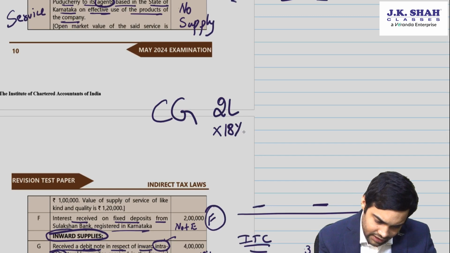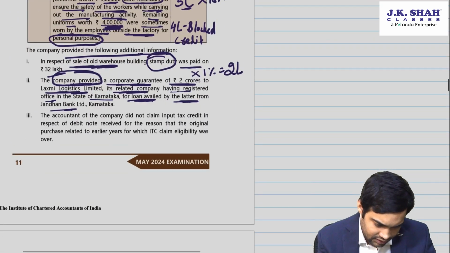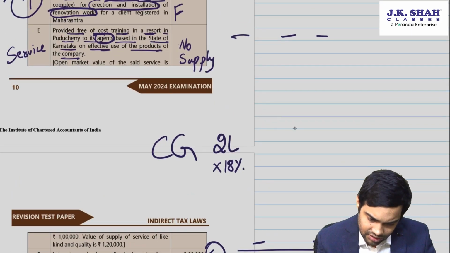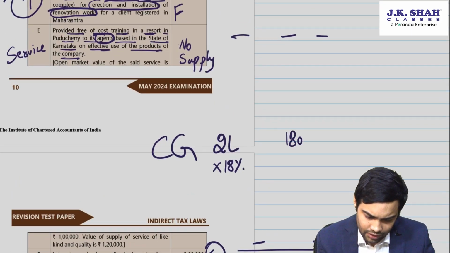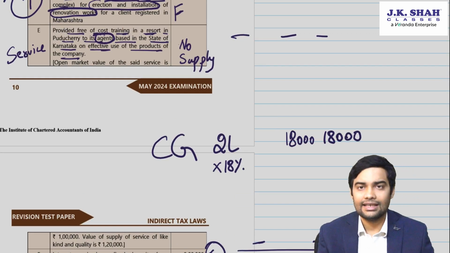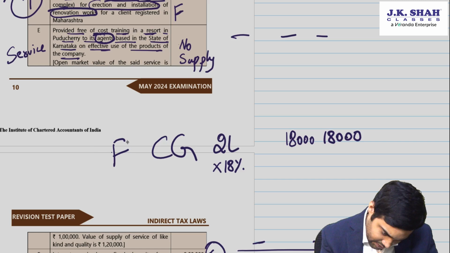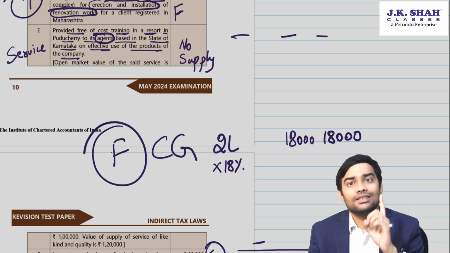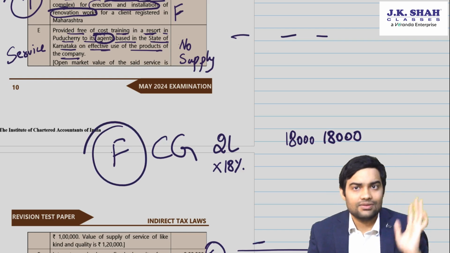2 lakh into 18%. Now it's in Karnataka, and the bank is also in Karnataka, so 2 lakh into 18% gives 18,000 CGST and 18,000 SGST. This will become part of F, not E, because this is not an exempt supply. It will be included in F because it's one of my outputs.